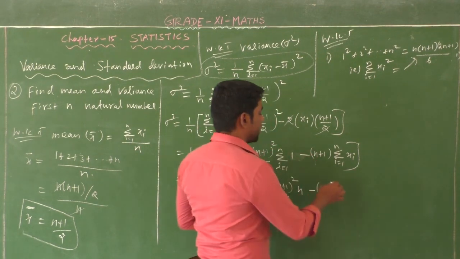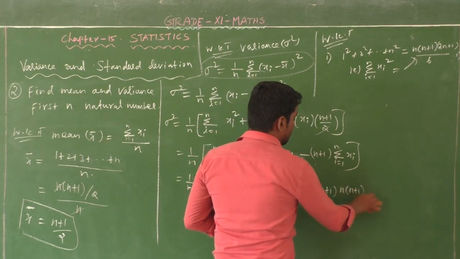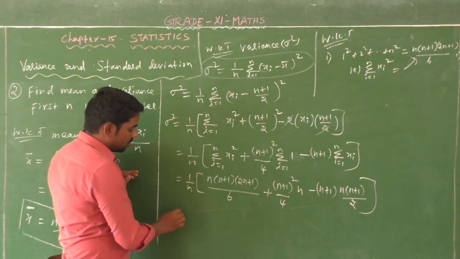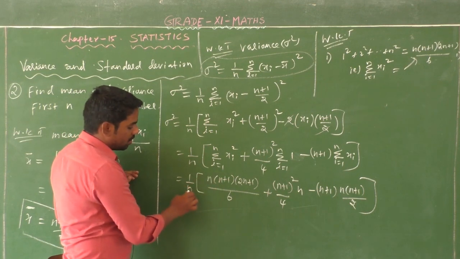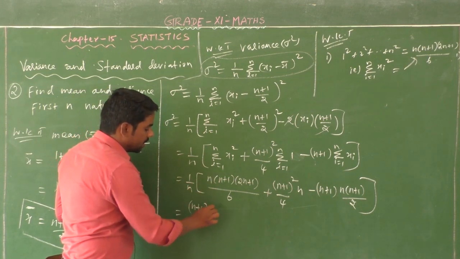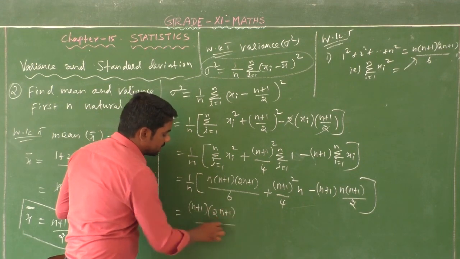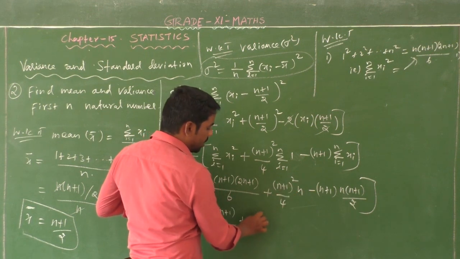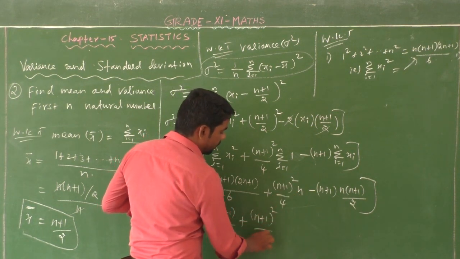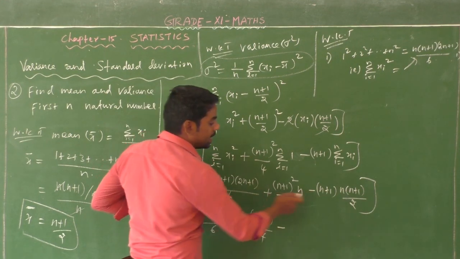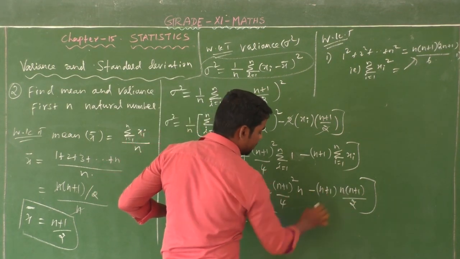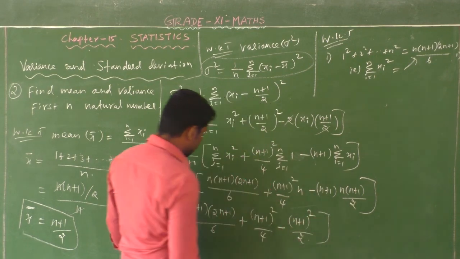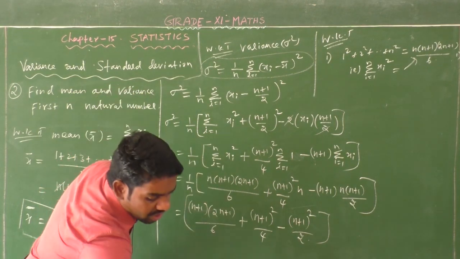So n into n plus 1 by 2. Now multiply 1 by n with the 3 terms. So 1 by n into this term, n cancels, remaining n plus 1 into 2n plus 1 by 6, plus here 1 by n cancels, remaining n plus 1 whole squared by 4, minus here also 1 by n into n, this n cancels, remaining n plus 1 into n plus 1 whole squared by 2. So simplify this value.